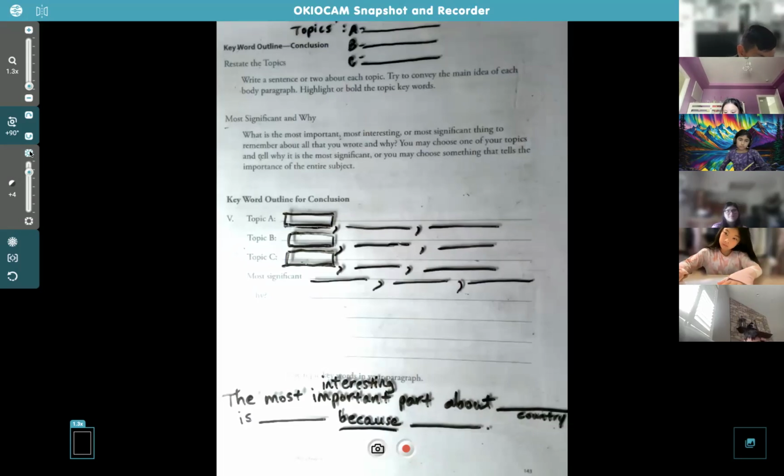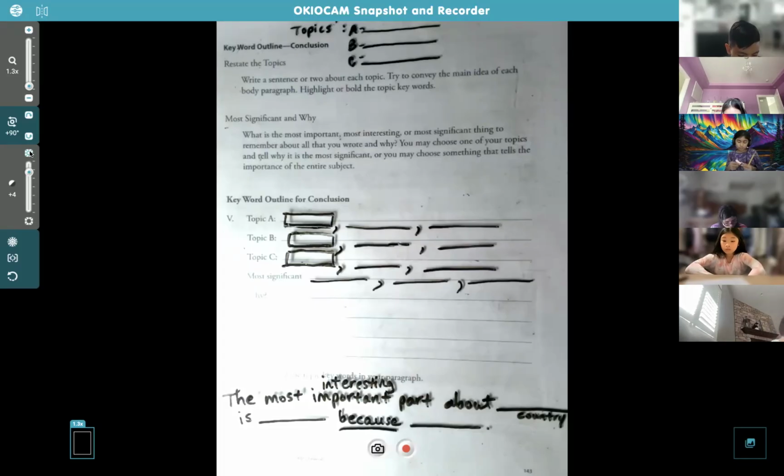How about Christopher? What did you pick for most significant? The culture. And why do you think that's the most significant thing? There's a lot of interesting things and people. I agree with that. And you could even talk about how it's so different than America too. I think that's interesting too.